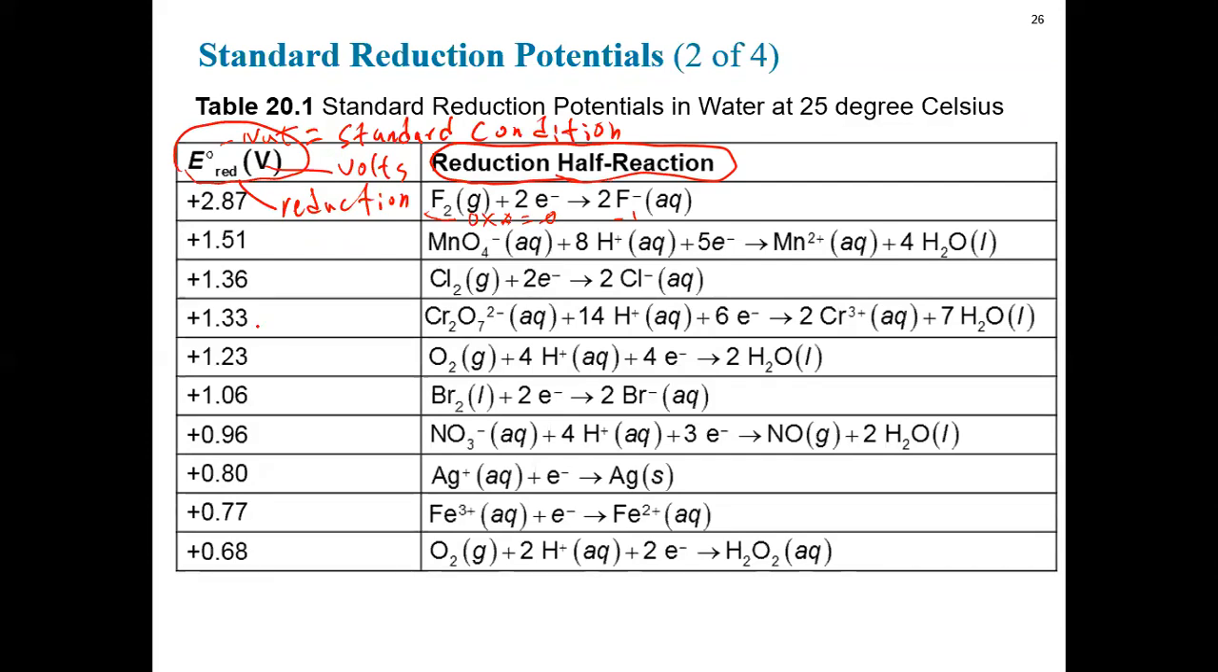Those reactions right on the top of the table have a higher, or more positive, reduction potential. That means they are more eager to be reduced. Or you can think about it the other way: those species here are stronger oxidizing agents. Those top species are stronger oxidants. Oxidant means oxidizing agent.